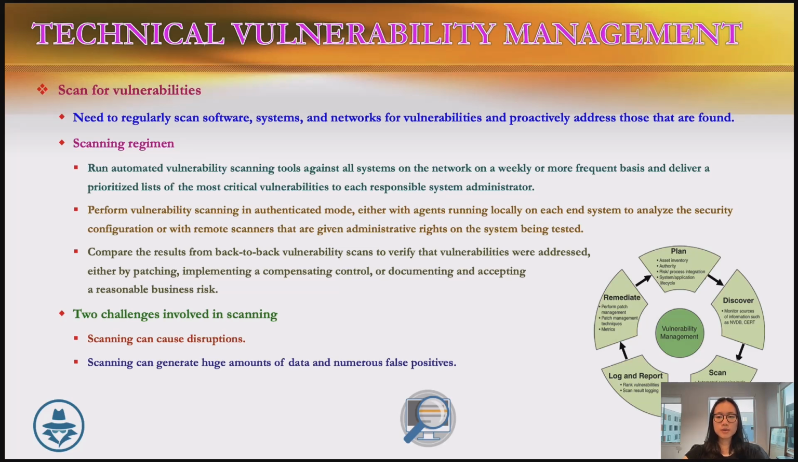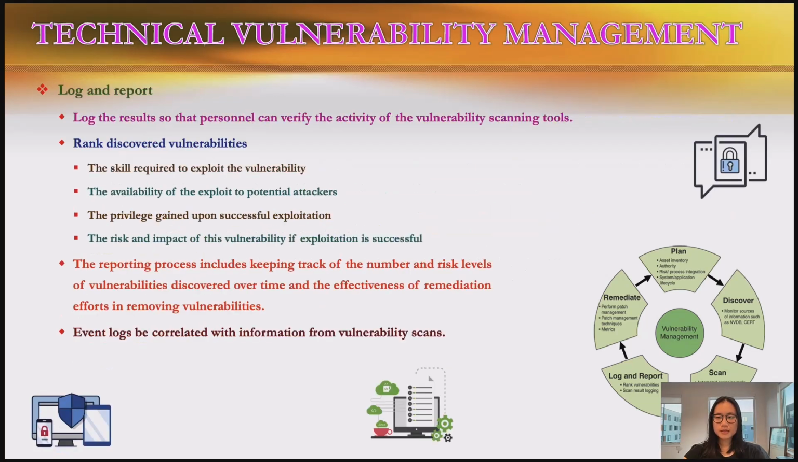Technical vulnerability management practices produce very large datasets. Reviewing all these vulnerabilities is infeasible. Accordingly, before initiating a large number of scans, organizations need to develop a vulnerability prioritization plan. When a vulnerability scan is completed, the organization should log the results so that the personnel can verify the activity of the vulnerability scanning tools.